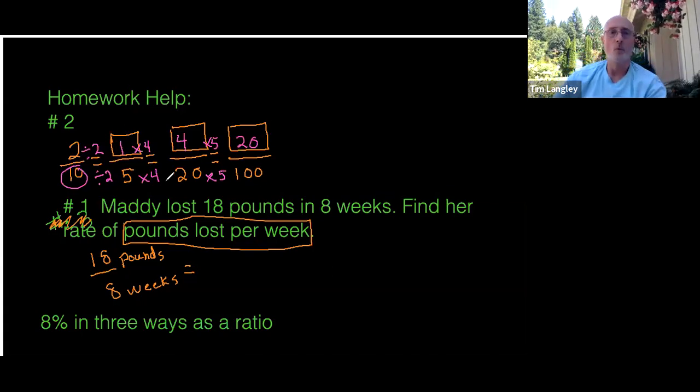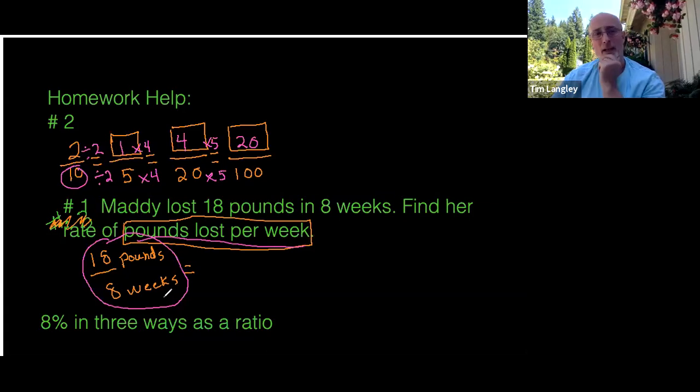All right, number 1 on your homework says, Maddie lost 18 pounds in 8 weeks. Find her rate of pounds lost per week, okay? And so 18 pounds in 8 weeks. I just wrote the ratio right here that I'm circling on the screen. I want to encourage you to do this as well. How many pounds lost per week is what it's actually asking for, pounds per week, okay?